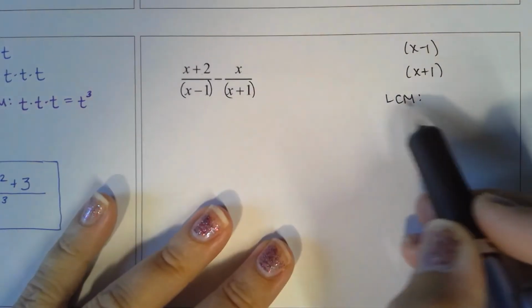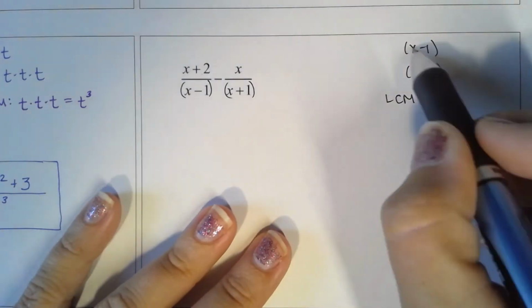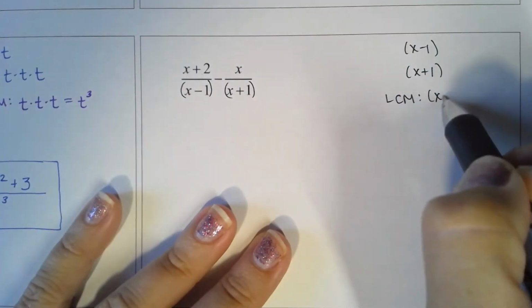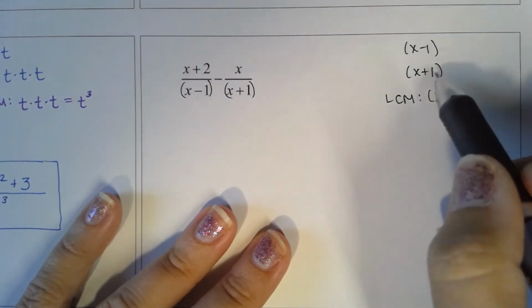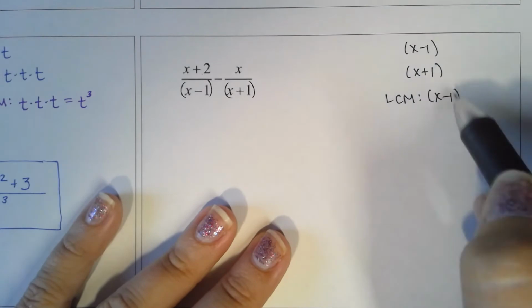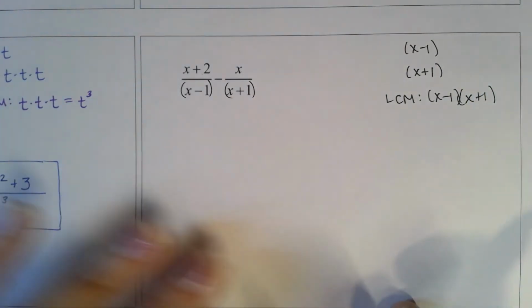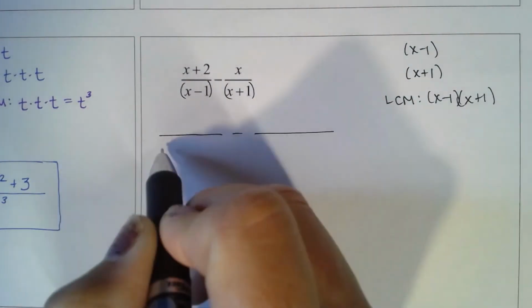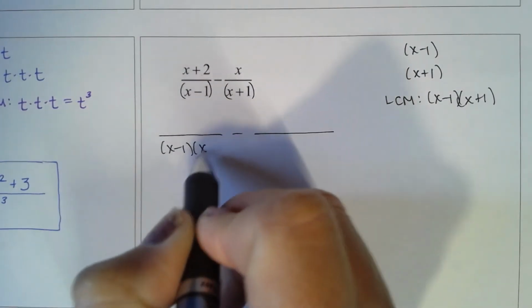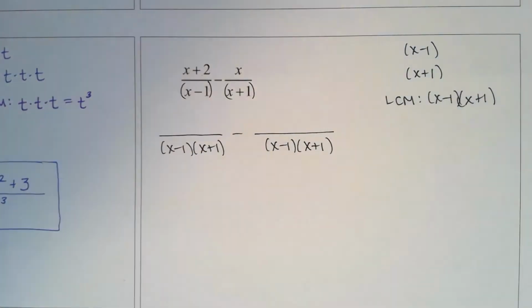So the least common multiple says you need every factor from each denominator. So I need the x minus 1 from the first denominator. And I need this factor, which I don't have yet, so we'll just tack it onto our list here. So my least common multiple is x minus 1 times x plus 1. That's my common denominator.